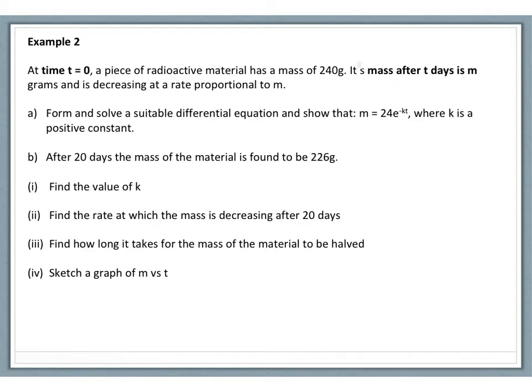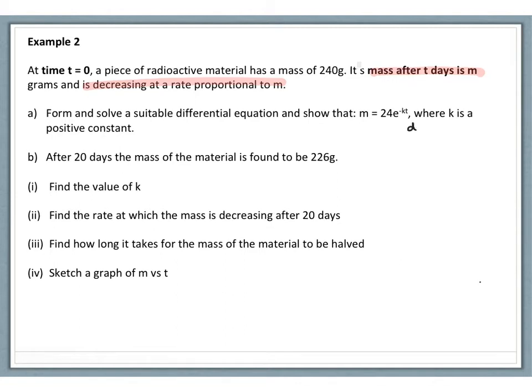Let's look at the second example. At time t equals 0, a piece of radioactive material has a mass of 240 grams. Its mass after t days is m grams and is decreasing at a rate proportional to m. So, some useful information here. The mass is decreasing at a rate proportional to the amount that is present. So, form and solve a suitable differential equation.